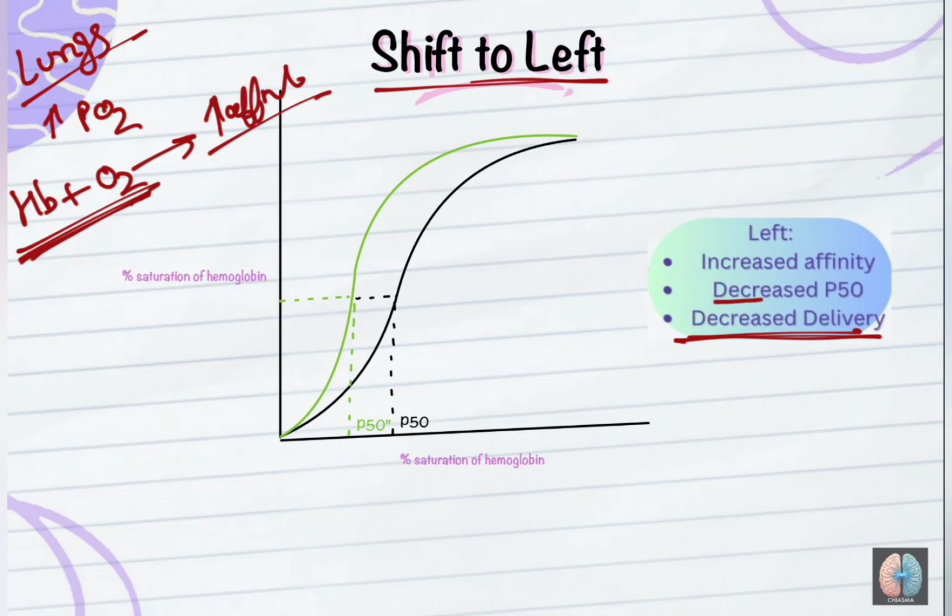Now what will happen to the P50 value? Think about it. P50 represents what? It represents how much pressure of oxygen is required to saturate 50% of the hemoglobin. So at the level of lungs, shift to the left, we want the association to happen. We want the binding of oxygen to hemoglobin to happen. So the P50 value is decreased. With just a little bit of partial pressure of oxygen, the 50% of hemoglobin is saturated. So that's why we say when shift to the left occurs, there is decrease in P50 value.